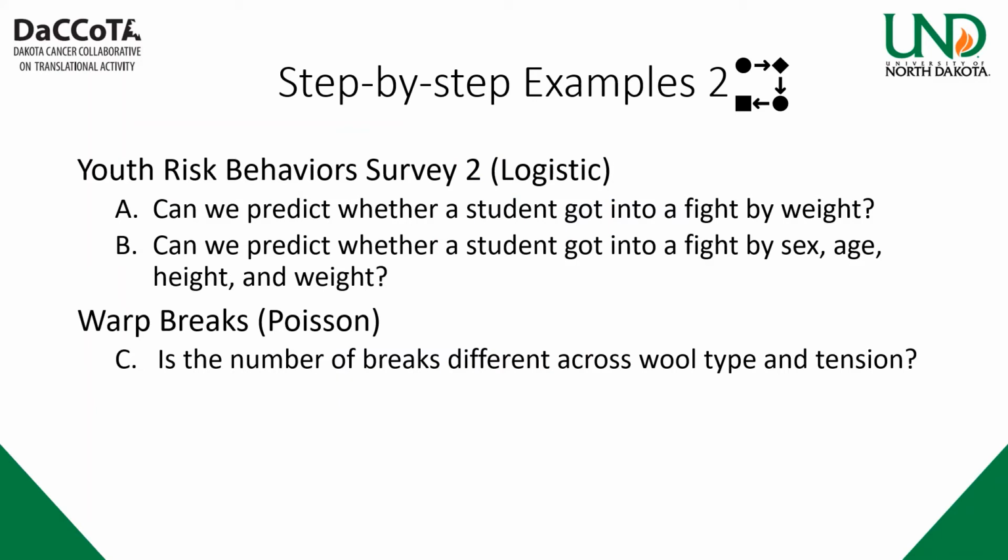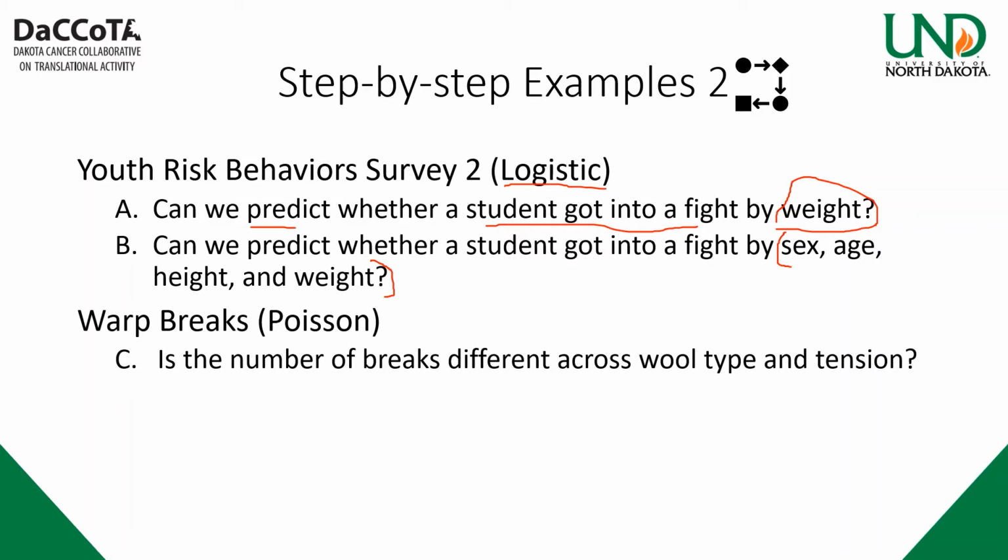Okay, let's pivot here out of basic linear regression that assumes normality to more generalized linear models. So we'll look at a logistic regression using the Youth Risk Behavior Survey, a second data set. It's a little modified to try to predict whether students got into a fight or not by weight. And then we'll ask a more complex question, including more variables.